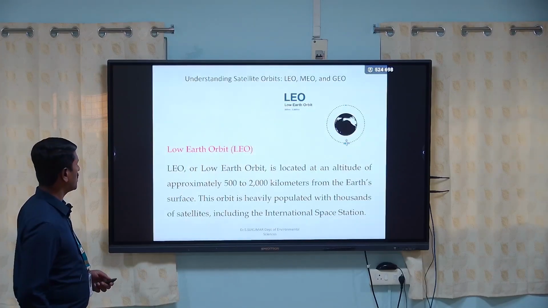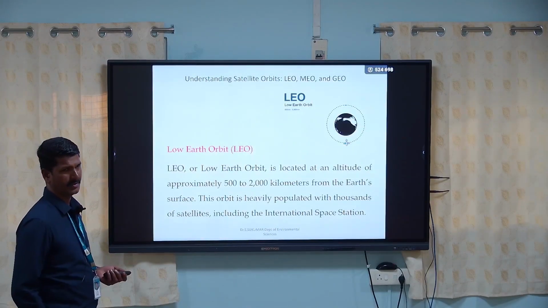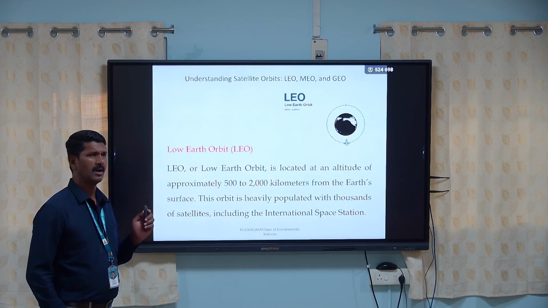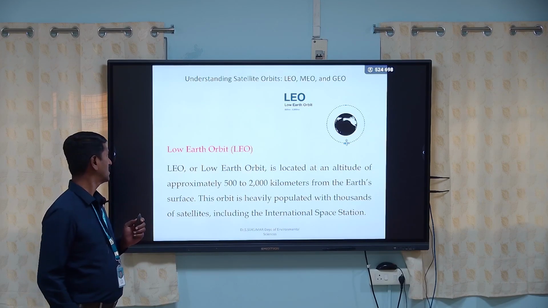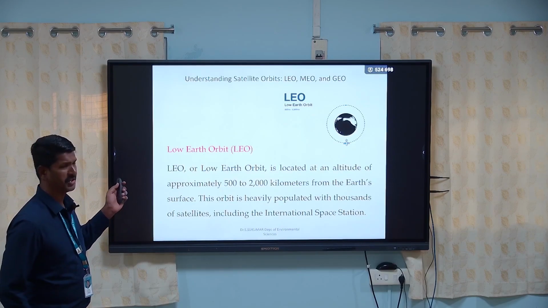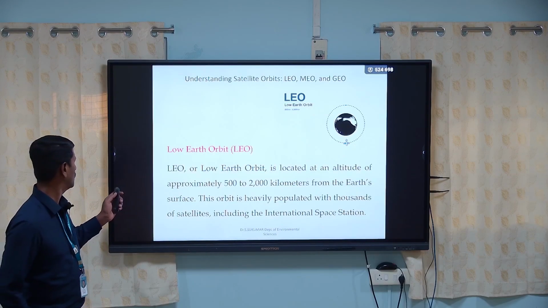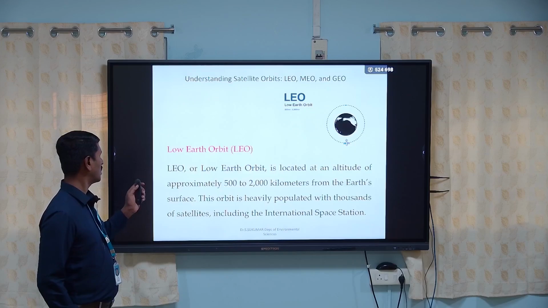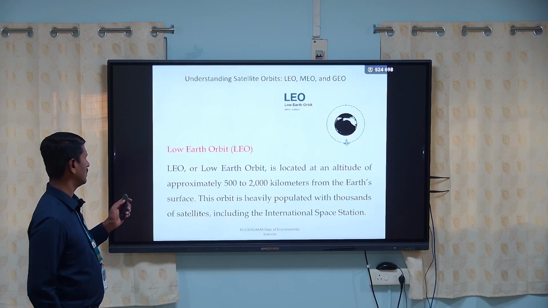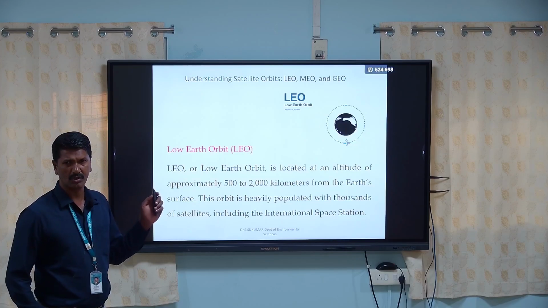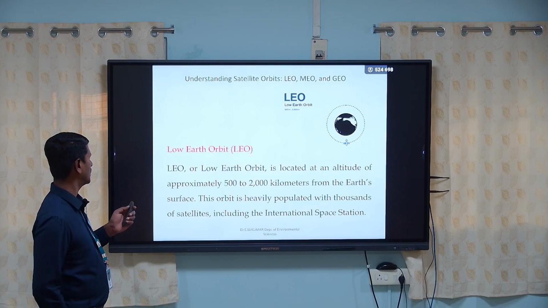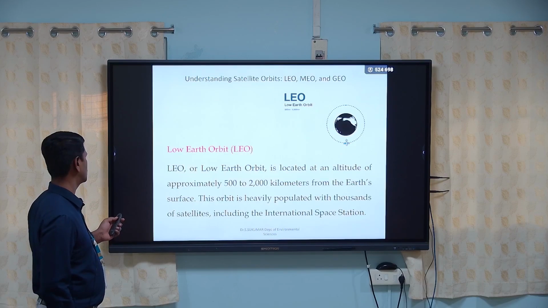The third point is orbit. Previously we discussed the sensor, and now we discuss satellite orbits. The three satellite orbits are LEO, MEO and geostationary. What is the meaning of LEO? Lower Earth orbit, with an altitude range of 200 km to 2000 km from the Earth surface. So this is the lower Earth orbit range.